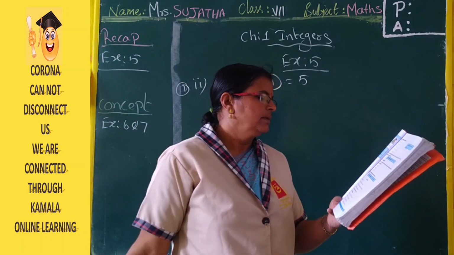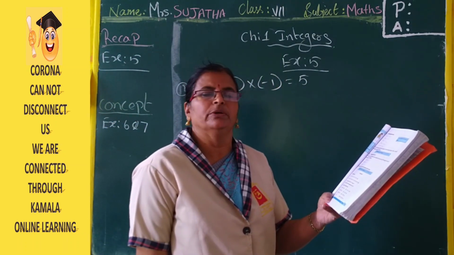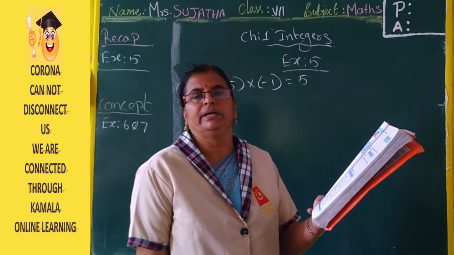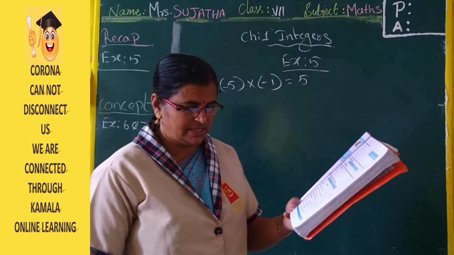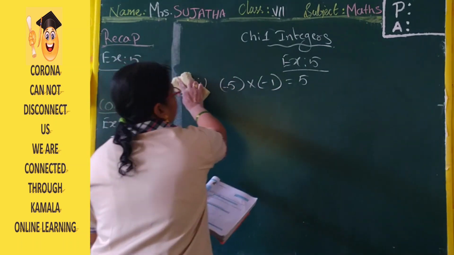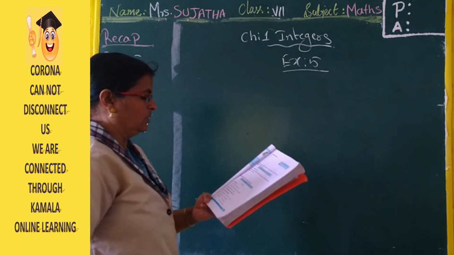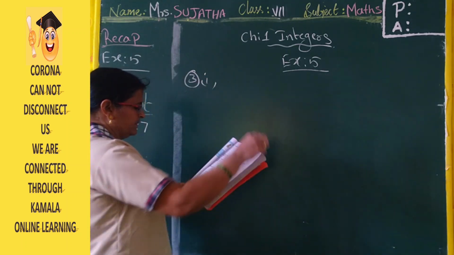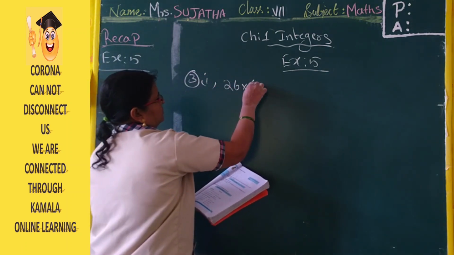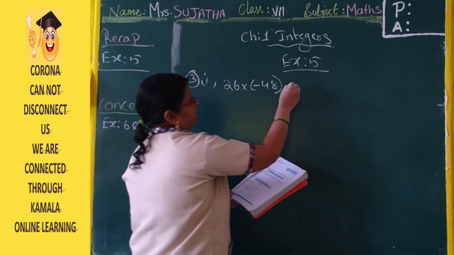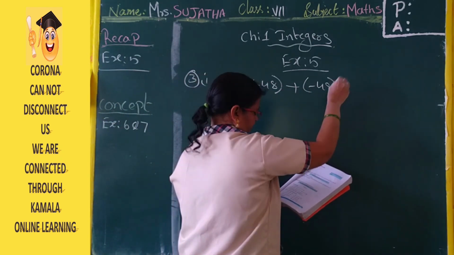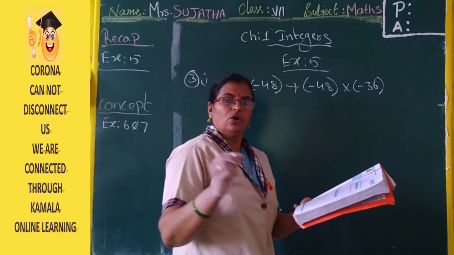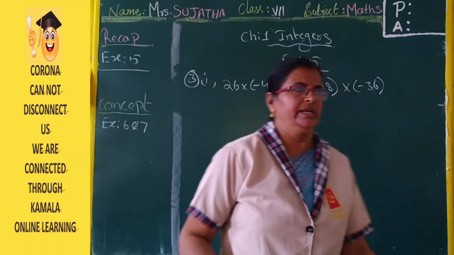Now, second bit, third one. Find the product using suitable properties. So you have to use the property, name the property, and solve it. First one I will solve on the board. Remaining all the bits you have to do as homework, easy only. Now, third bit, first sum: 26 into minus 48 plus minus 48 into minus 36. Find the product using suitable properties.